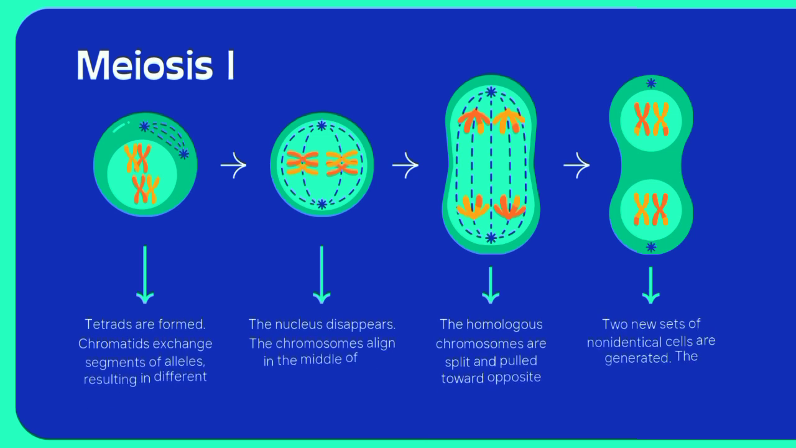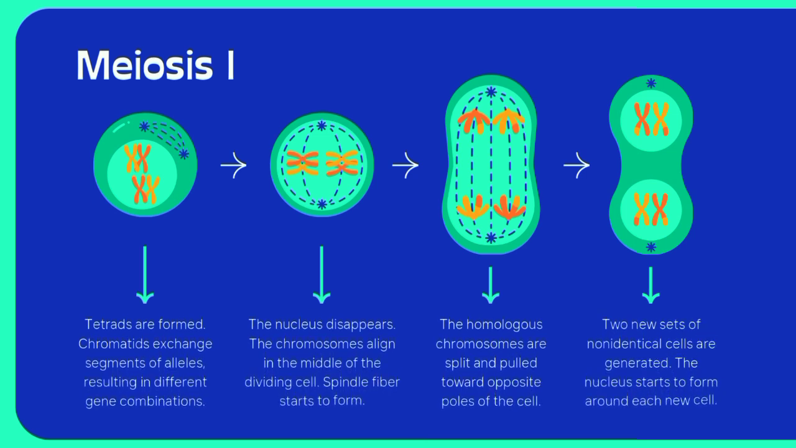Meiosis is often regarded as a reduction division. This is because it takes place twice and it halves the number of chromosomes in the parent cell. Let's look at the first meiotic division.